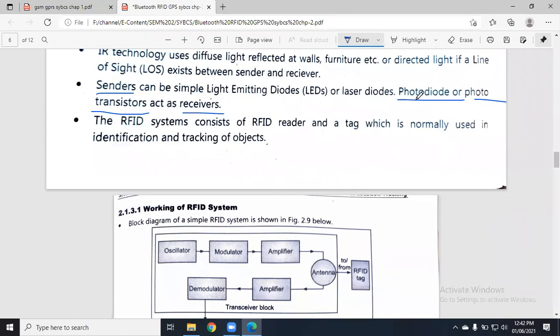Again, photodiode is doing what? It is going to accept the light emitted by the LED or laser diode. Or phototransistor? Same. It is just going to accept the light. So that is how you can simply design your sender and receiver.